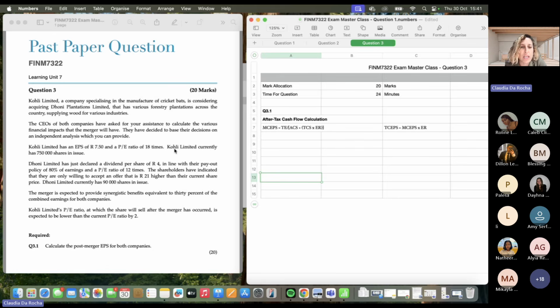Cody Limited has an EPS of 750 and a PE ratio of 18 times. Cody Limited currently has 750,000 shares in issue. So Coley is the acquiring company. Donny is the target company.